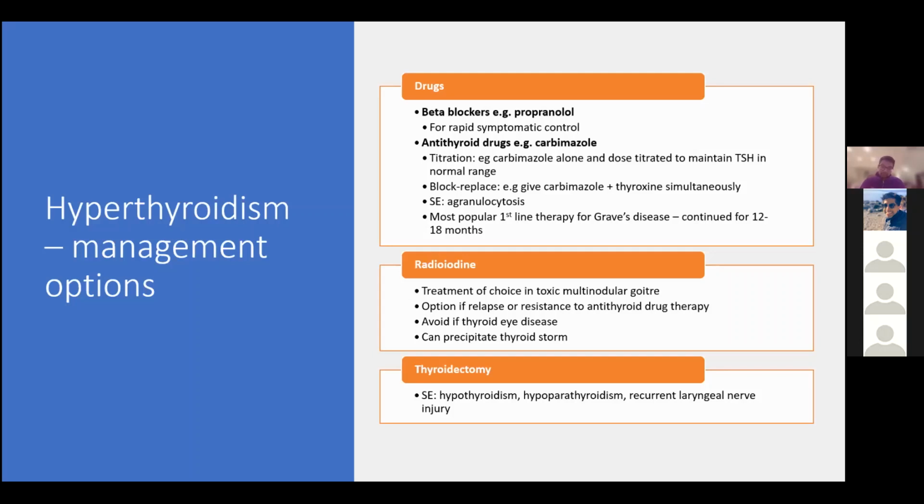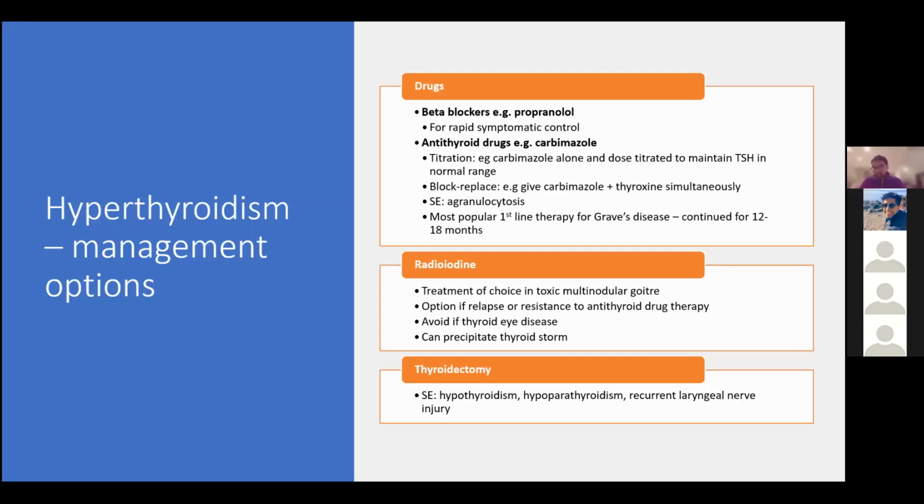With antithyroid drugs, the main side effect, and the one that often comes up in exams, is agranulocytosis. So you often counsel patients that if they start feeling unwell, if they have a sore throat, then they need to seek medical attention or blood tests to make sure that they've not got agranulocytosis.